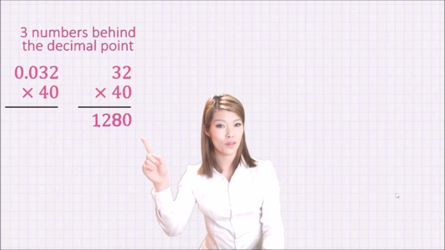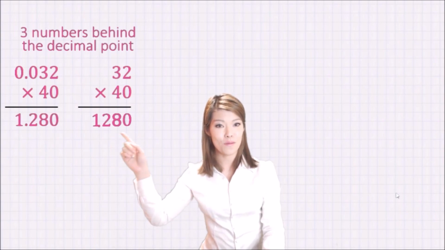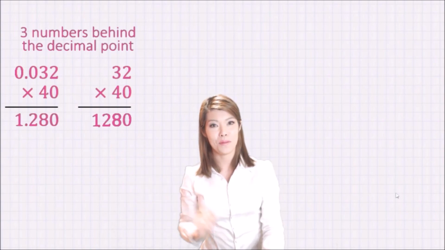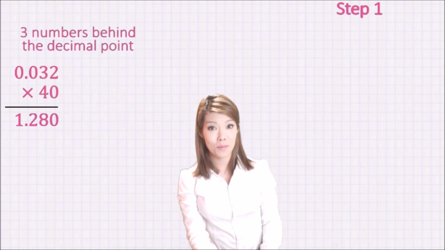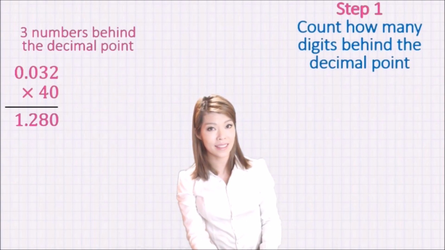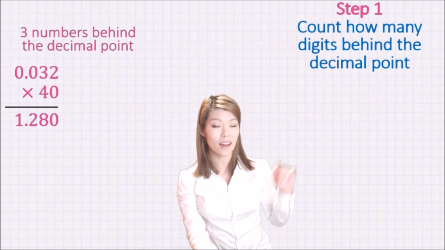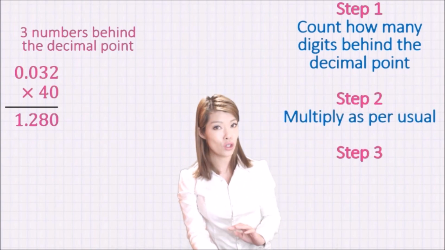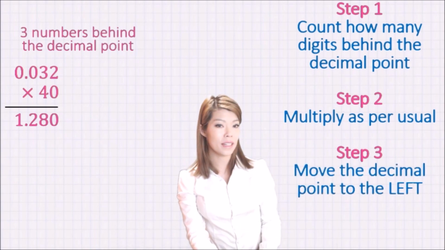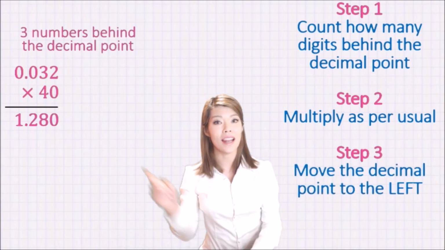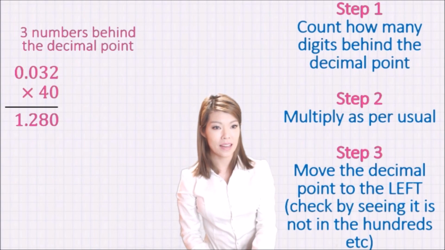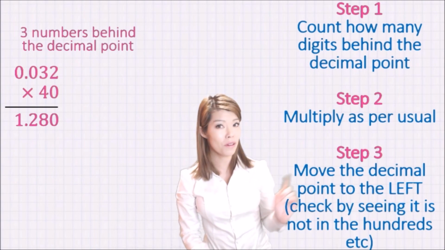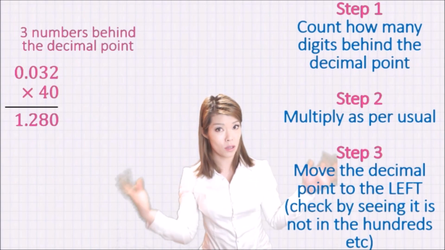You might not want to do this. You can just work it out over there and then move the decimal point after. So to recap, step 1, count how many digits are behind the decimal point or to the right of the decimal point. Step 2, multiply as per usual. And then step 3, move the decimal point accordingly to the left. And check. If you accidentally moved it to the right, you would know because your number becomes huge.